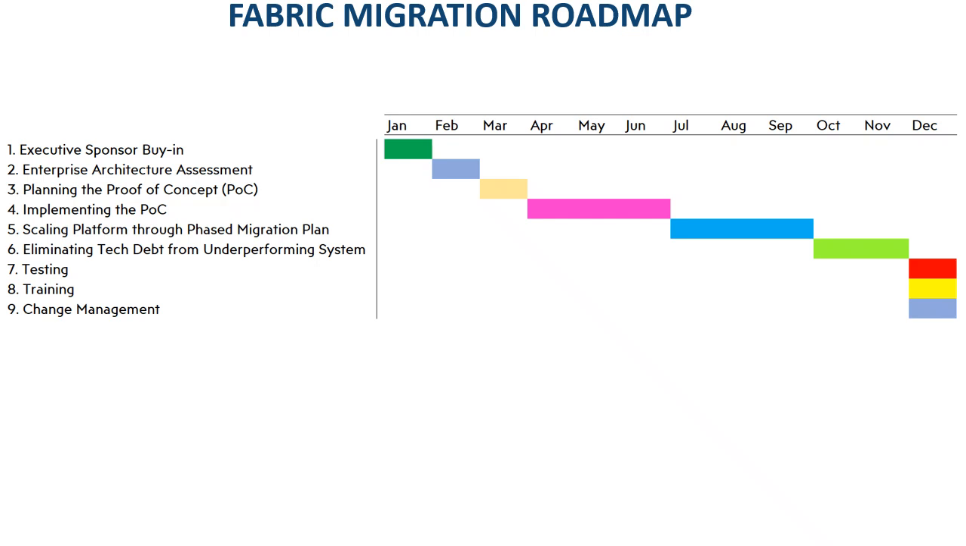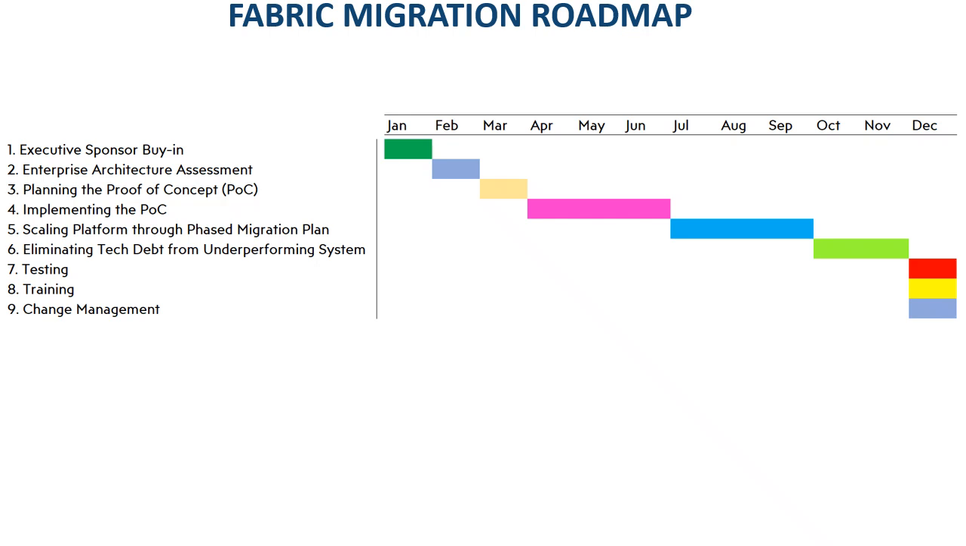Number 3, planning the proof of concept. Next, we define the POC scope, choosing target workloads and setting success criteria. A cross-functional team is assembled and technical architecture is detailed. This phase is about laying a clear, actionable plan for the POC and ensuring stakeholders are aligned. Key deliverables are the scoped project plan, success metrics, and a communication strategy for engagement.